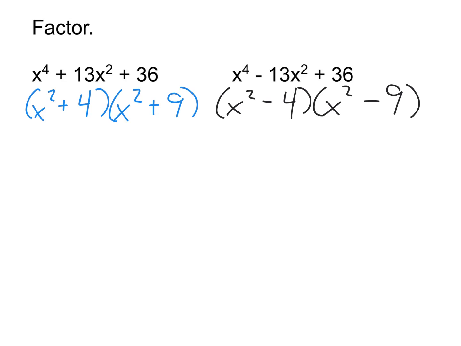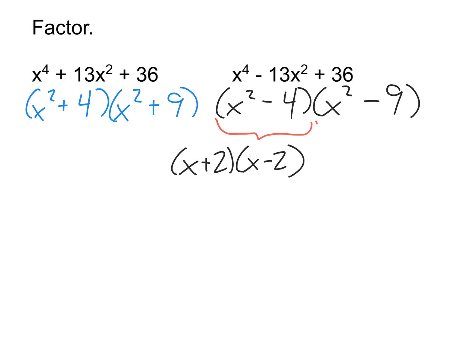And remember why we couldn't factor either of those? They're both pluses. Notice these are both minuses now. X squared minus 4, it needs to be minus a perfect square, and it is. So we're going to be able to factor that down further. So that's going to become x plus 2 times x minus 2.